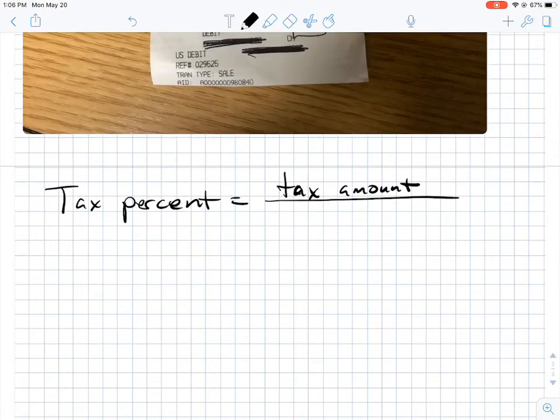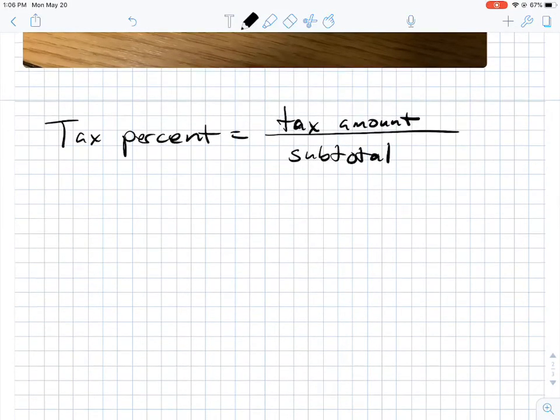All right, so you take that tax amount and you're going to divide it by the subtotal. All right, so that's your subtotal. So again, in this case, we're taking the tax amount, which is 50 cents, and we're going to divide it by the subtotal, which is $8.28.